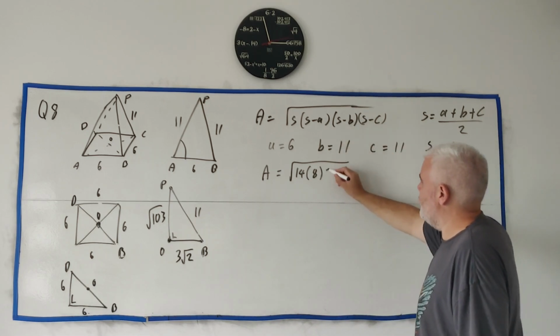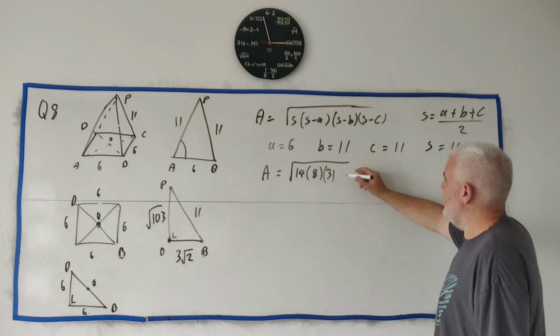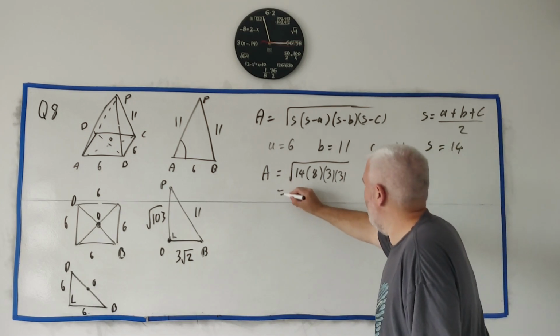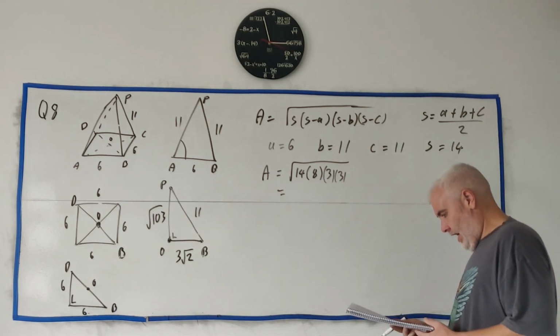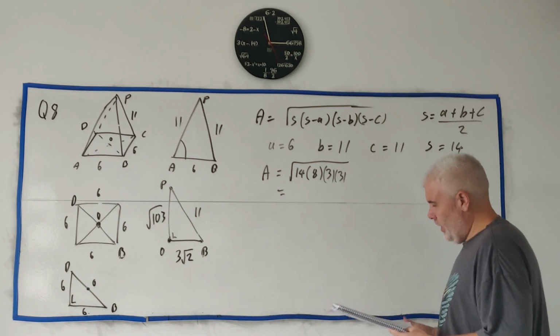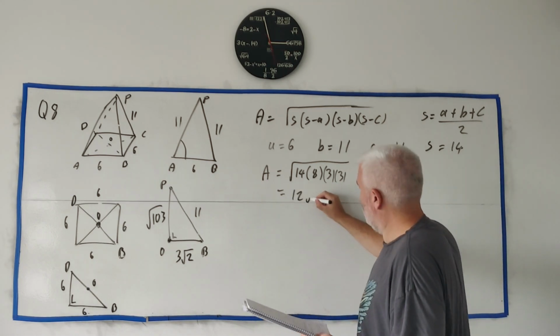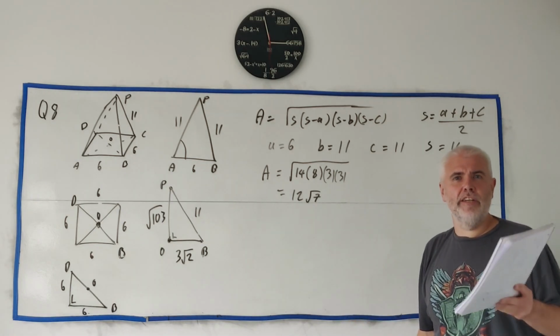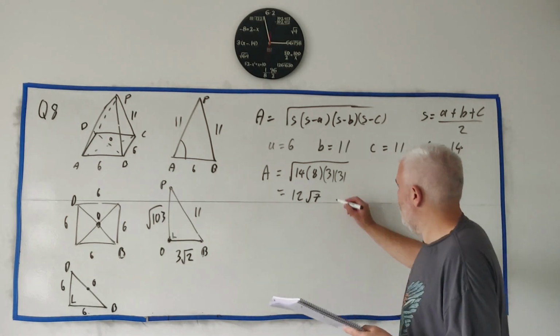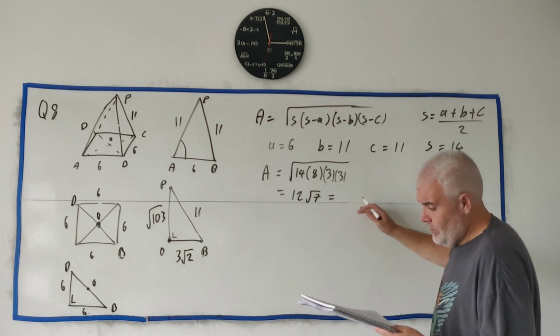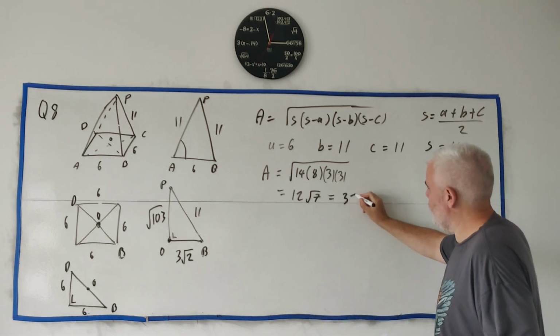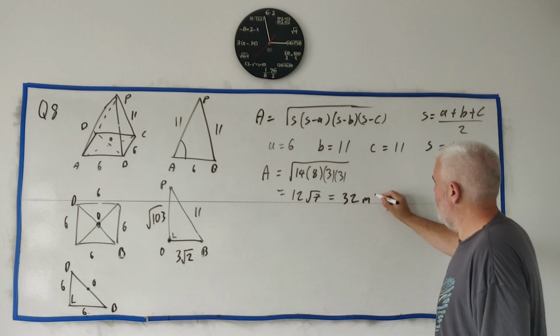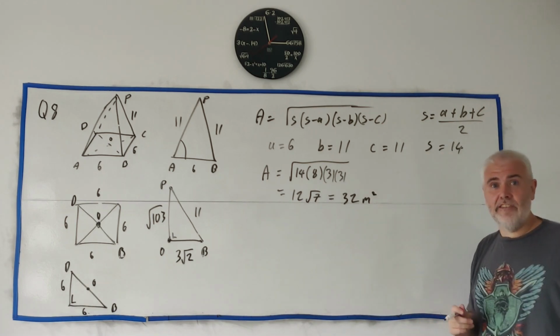14 minus 11 is 3. 14 minus 11 is another 3. Put all that into a calculator and we get 12 square root of 7 is the full answer. Oh, sorry, to the nearest meter squared. So this comes out as 31.75, so 32 meters squared is the answer there.